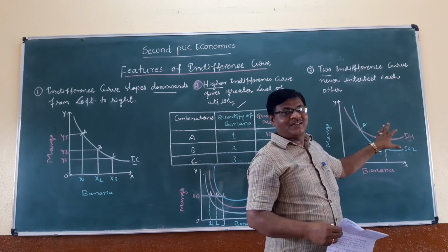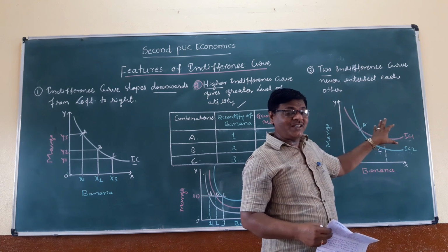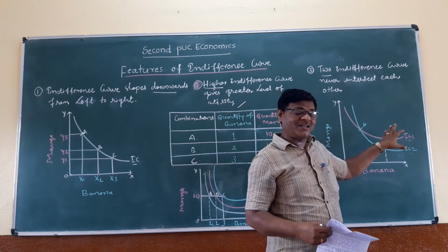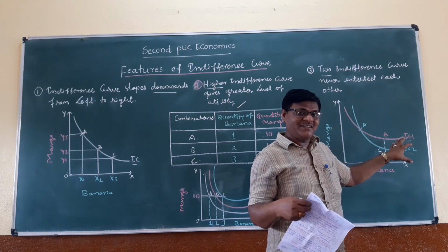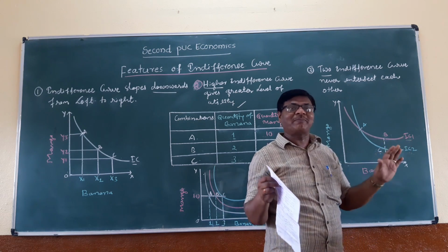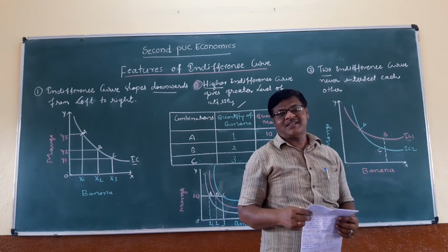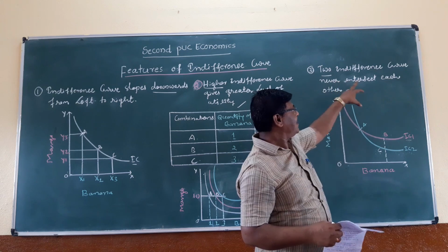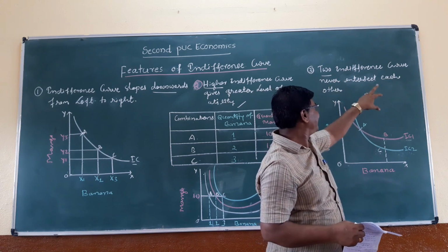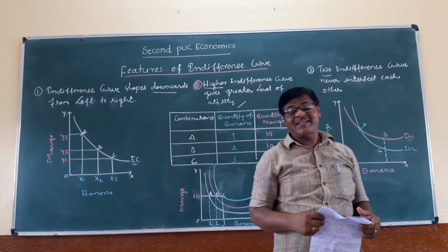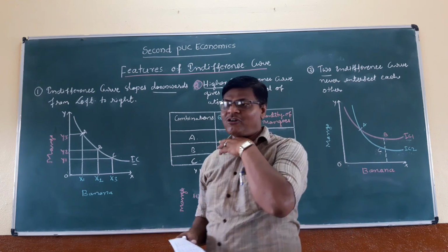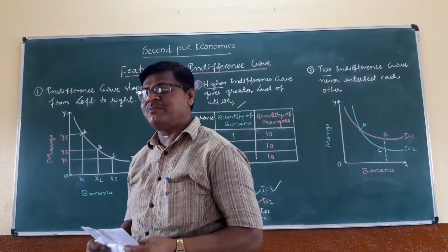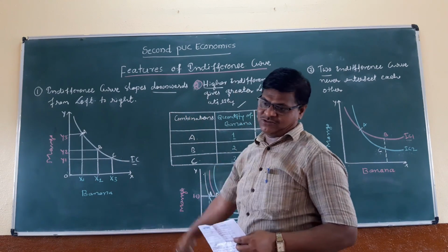Why? Suppose two indifference curves intersect; the result is a conflict. So indifference curves never intersect each other. These are the three important features, or properties, of indifference curves.